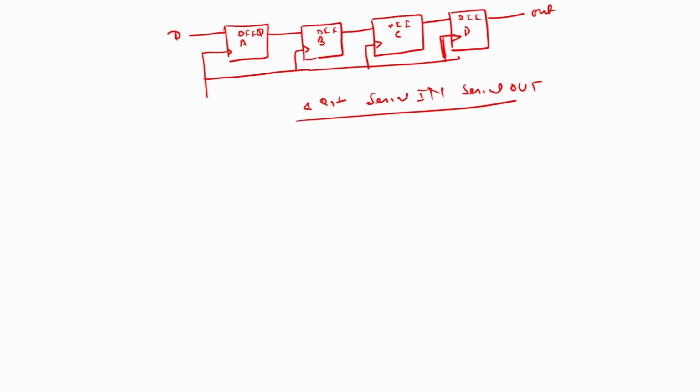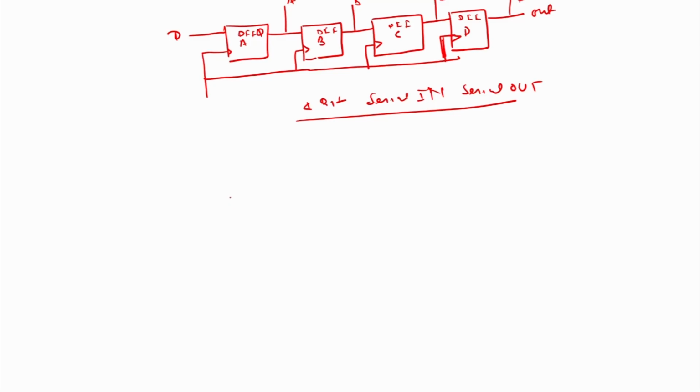Similarly, when we design a 4-bit serial in parallel out register, this is serial in, and the output is parallel out. Output A is generated, output B is generated parallelly, C is generated parallelly, and D is also generated parallelly. This is a 4-bit serial in parallel out register. What happens in the case of a parallel in parallel out register?